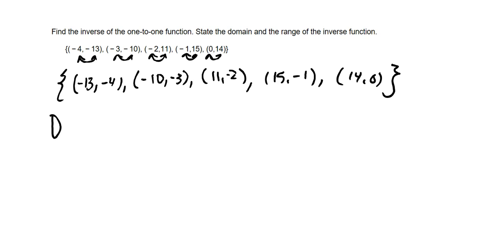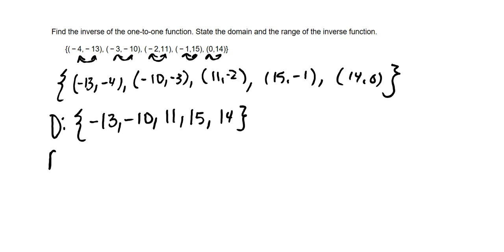The domain is defined to be the set of all first coordinates or x values. The x values for this inverse are -13, -10, 11, 15, and 14. The range is the set of all second coordinates or y coordinates. That's -4, -3, -2, -1, and 0. So that's the domain and range of the inverse function.